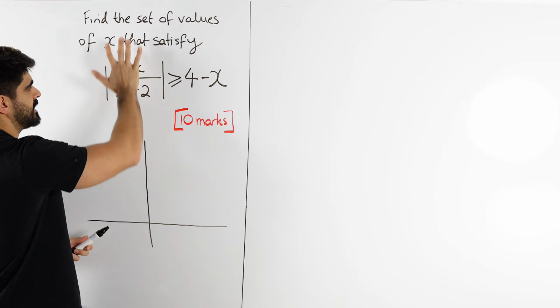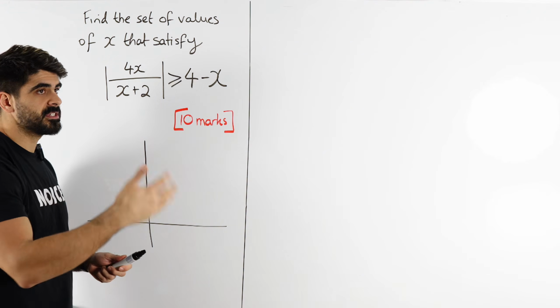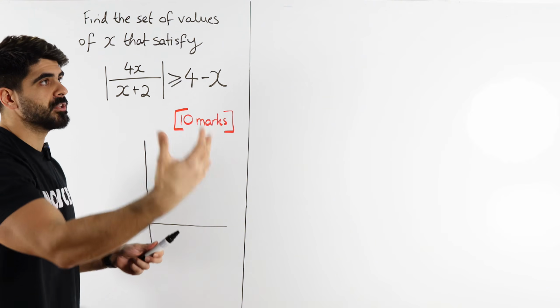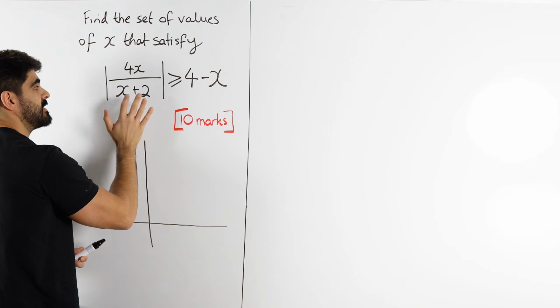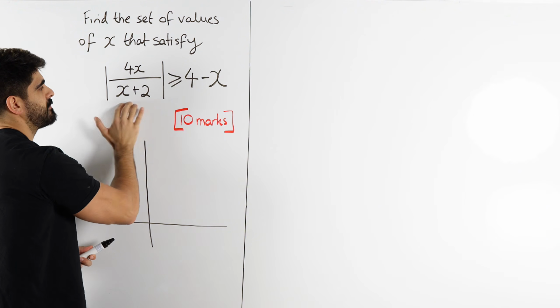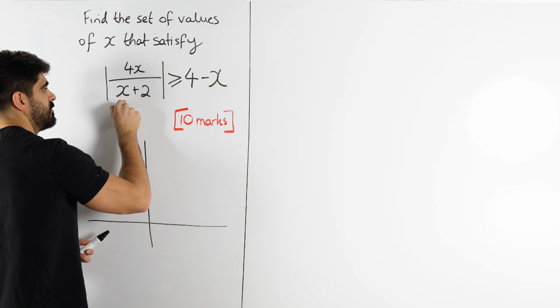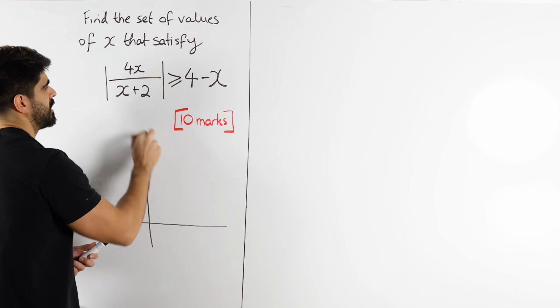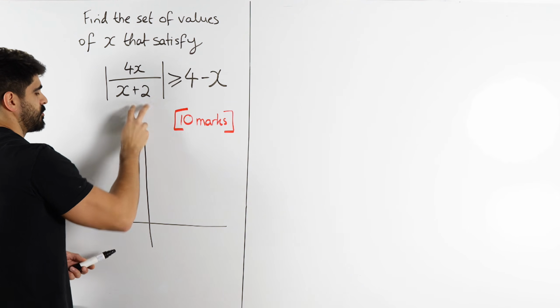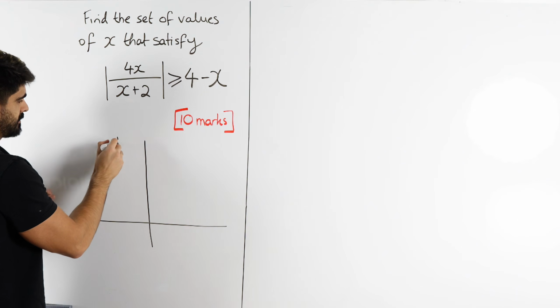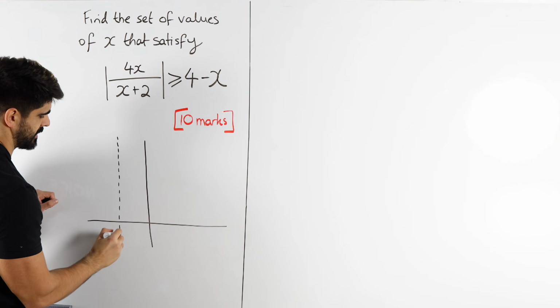Asymptotes are where the functions are undefined. Now, in any division, the undefined numbers are when you divide by 0. So you're basically saying, look, I can't divide by 0. So we make it equal to 0 to find the x value, which we're not allowed to substitute. Now, when you make that equal 0, you get minus 2. So we're going to do a dotted line vertically at x is minus 2.